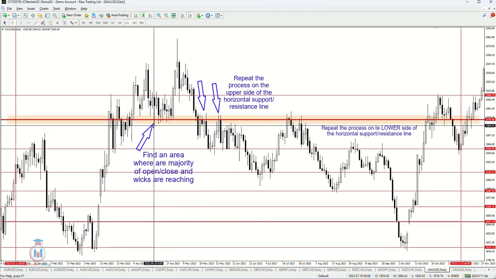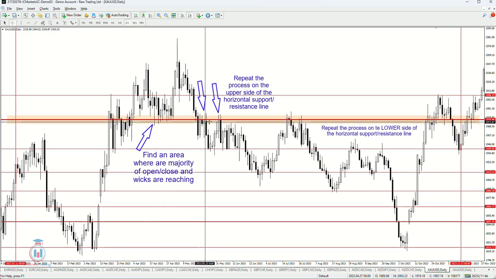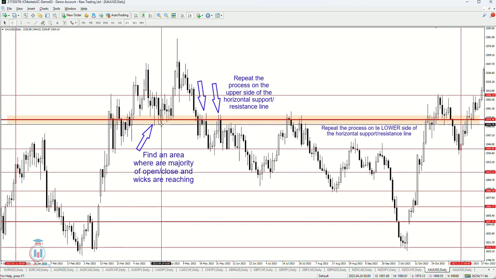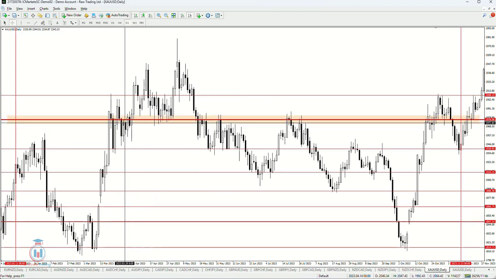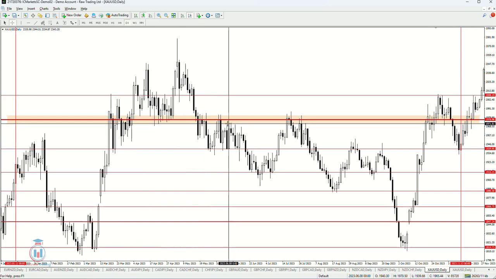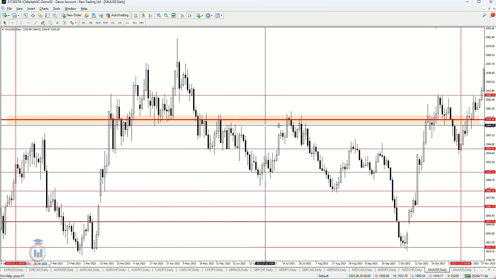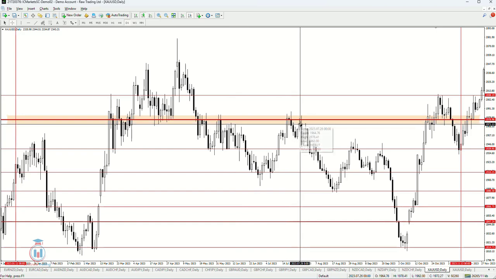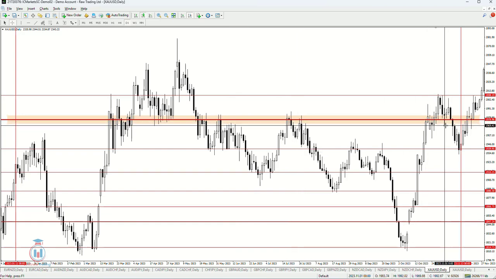So on the lower side we are checking where the price has touched this area with the wick or with the open and close, but only on the lower side. The same will be the scenario for the upper side. For example, in this case we can see the open and close here, these are the wicks, then here are the open and close, here are the wicks, and another open and close, and the wick.